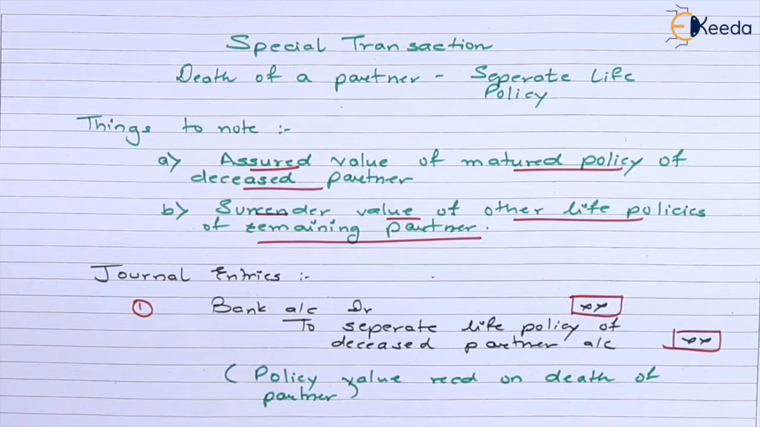So the first journal entry that we will be passing here is bank account debit to separate life policy account. This is the entry that will be passed here. Now this entry will include the value which is supposed to be received on death of this specific partner. So this is the entry that will be passed. Now this is the assured value amount.